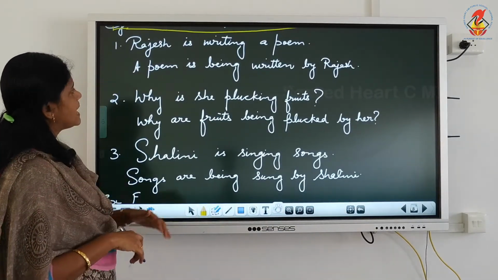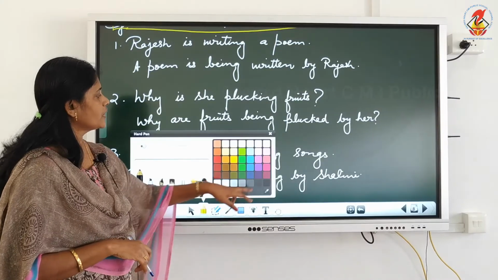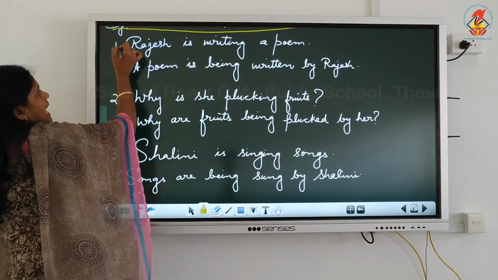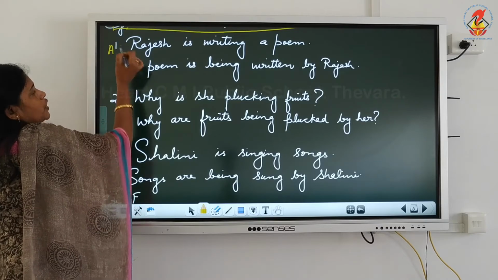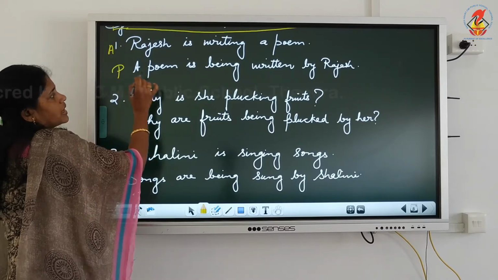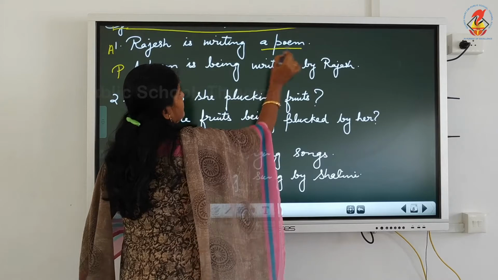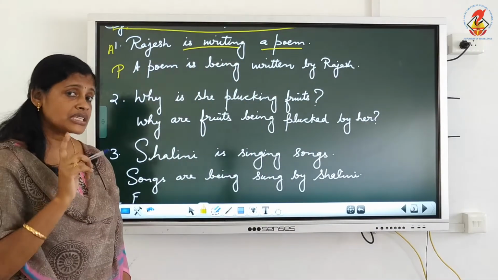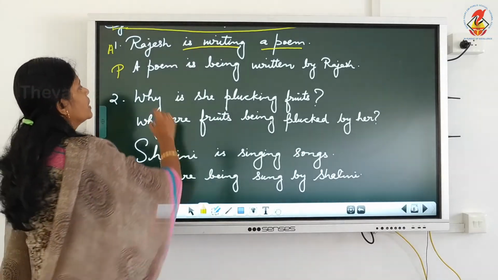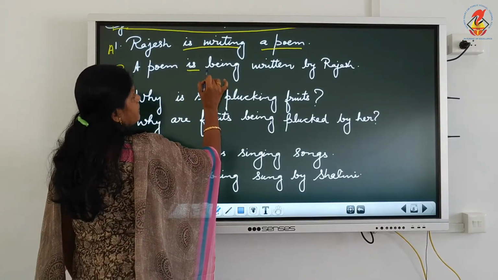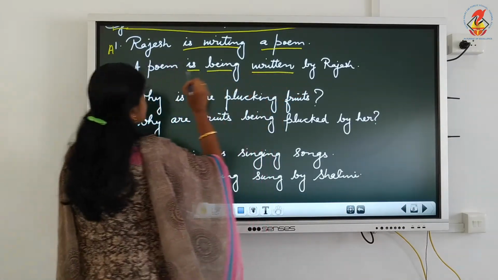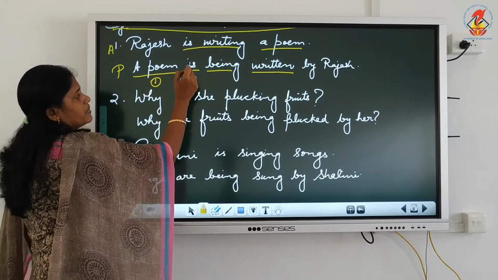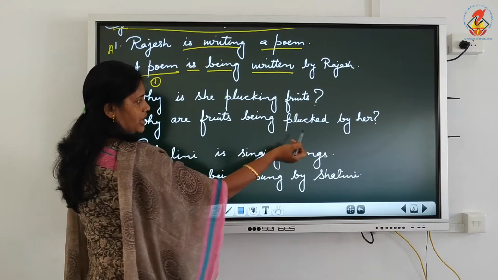So the first example is Rajesh is writing a poem. This is the active form. When you make it into passive form, a poem, no, only one poem is being written. Rajesh, being one person, is writing only one poem. A poem is being written. As it is only one poem here, a poem is being written by Rajesh.